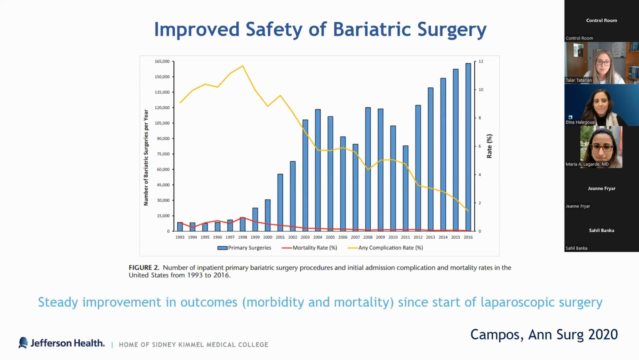Really, the complication rates were really high in the early 90s, and I think that had to do with the way we were doing these surgeries. As you can see, the complication rate really started to come down in the early 2000s, and that's when we really started to use laparoscopic techniques. So minimally invasive surgery, smaller incisions, shorter operative times, and the complication rates have really, really come down since then.